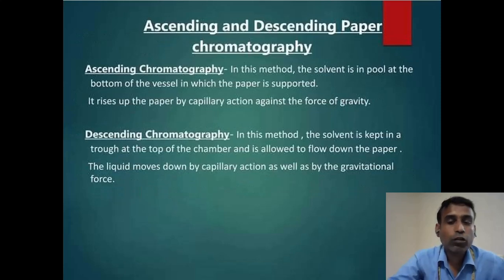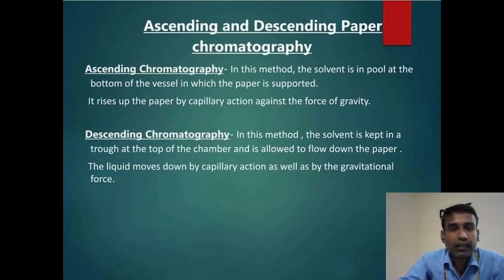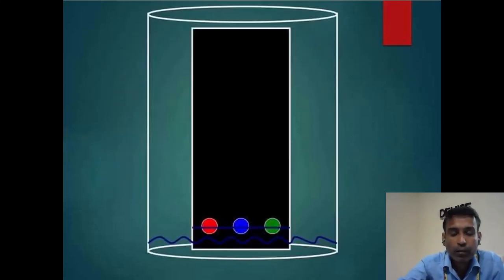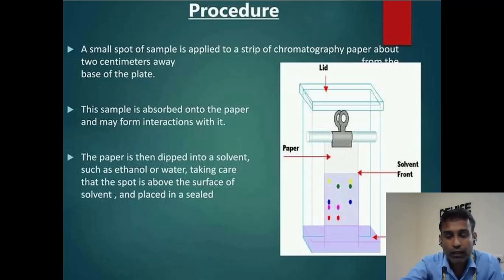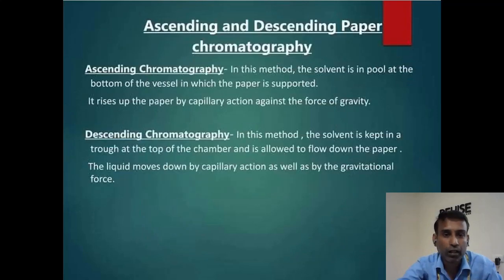Paper chromatography is divided into two categories: ascending and descending paper chromatography. In the ascending method, the solvent is present in a pool at the bottom of the vessel in which the paper is supported. Here, the solvent is at the bottom of the chamber and the paper is supported with a clip. The solvent flows from the bottom of the paper to the top, so it is called ascending paper chromatography.